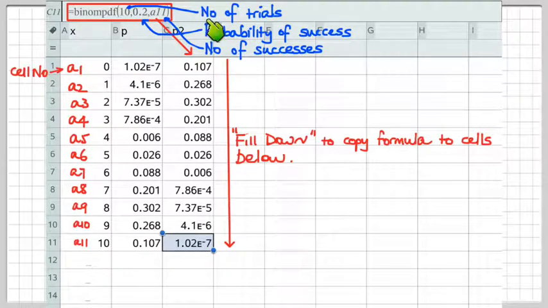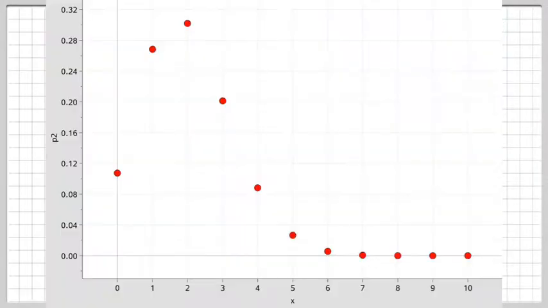Now, just to explain to you, this here is the number of trials. This is the probability of success in any one particular trial, and this is the reference to, in this case, this cell here, which has the number of successes we're calculating the probability for. Okay, now let's go over the screen and we will show you the curve.